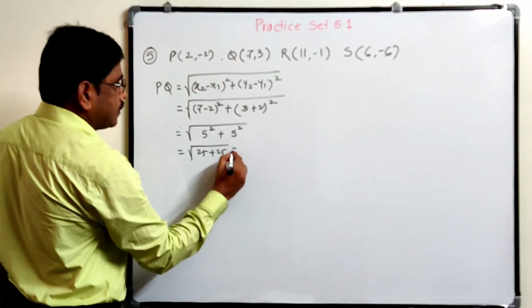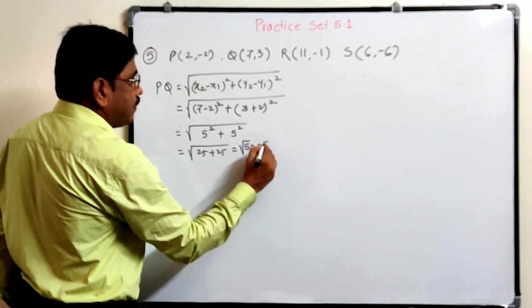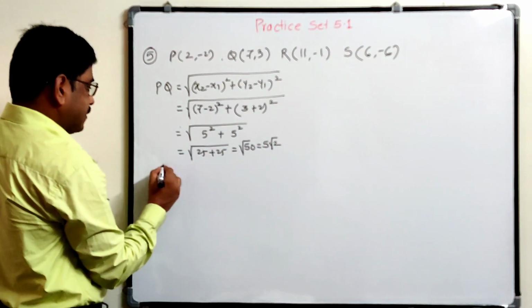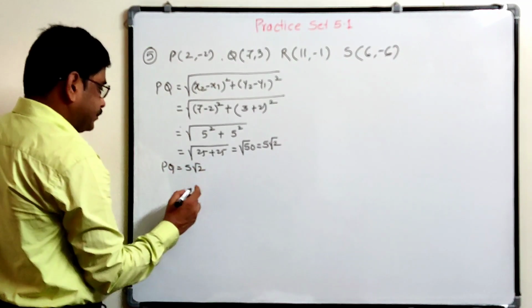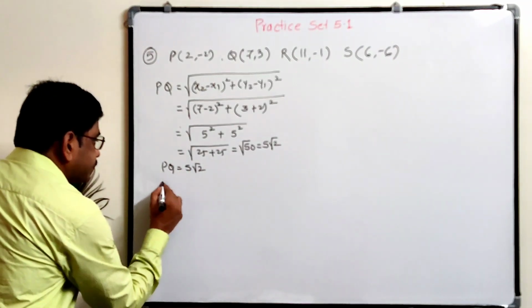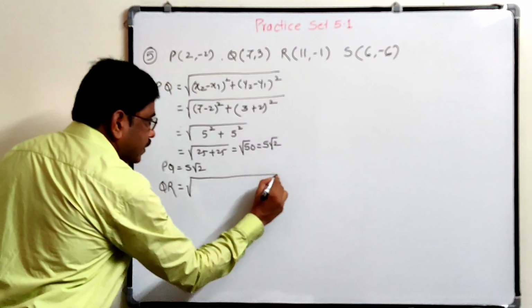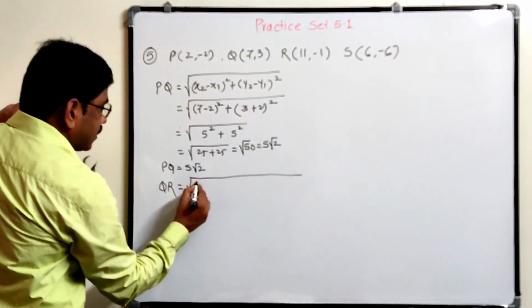We get root 50. 50 is equal to 5 root 2, since 25 2s are 50. So PQ is equal to 5 root 2. Now QR. QR is equal to root of, write the formula. Now I am writing the values directly.